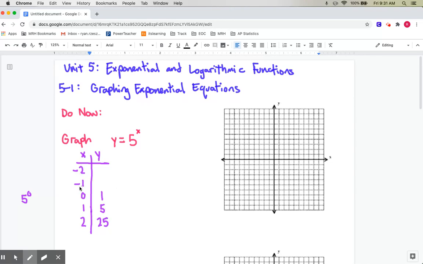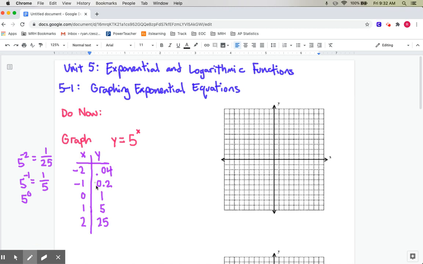Let's go over here now and plug in the negative entries. If I do 5 to the negative first power, we already know this is going to send my 5 to the bottom of the fraction, and I'm going to get 1 over 5. 1 over 5 is a 0.2. And if I do 5 to the negative second power, that's going to get me 1 over 5 squared, or 1 over 25, which is 0.04.